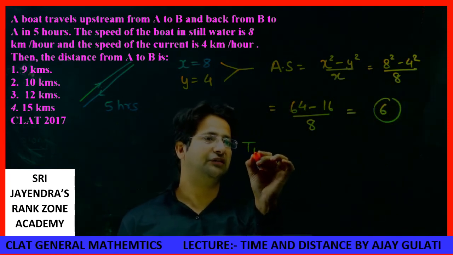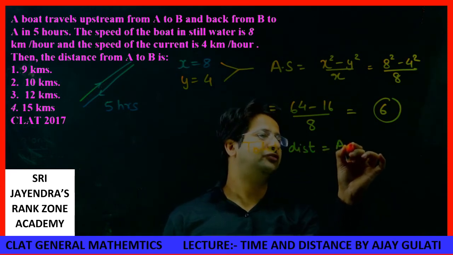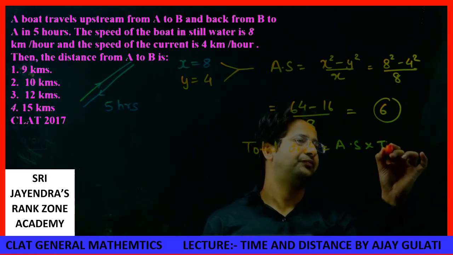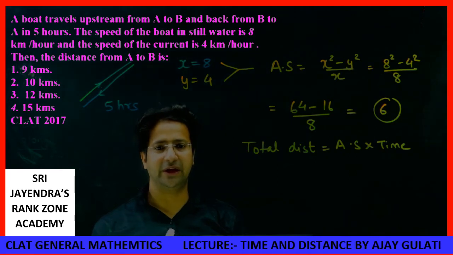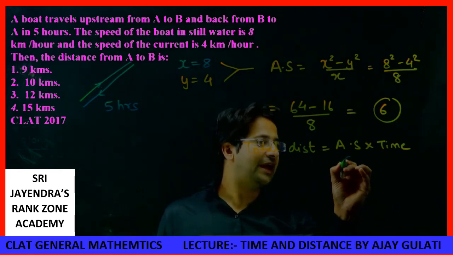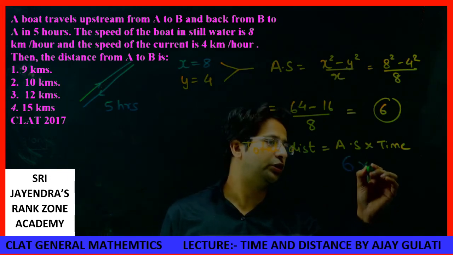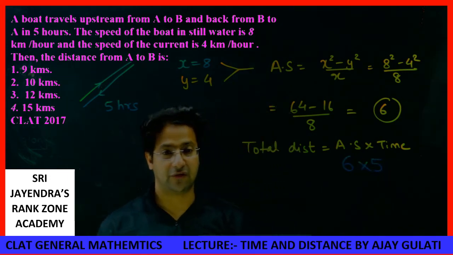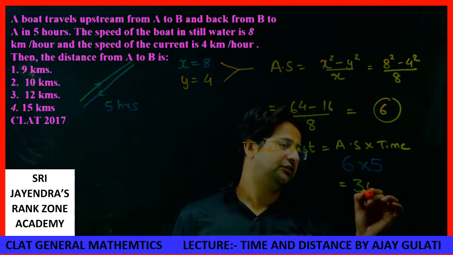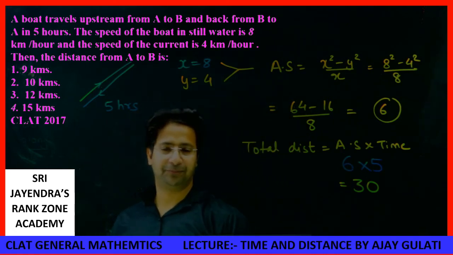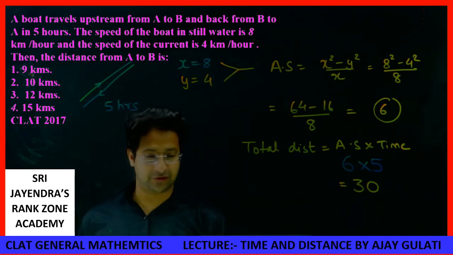What is the total distance? Total distance is always average speed into time. Getting this, my dear students? Total distance is average speed into time. What is my average speed? Average speed is 6, we have just calculated. And what was the total time? The total time was 5. 6 into 5, that is 30. I hope it makes sense. Everybody can understand this clearly. This is your answer.